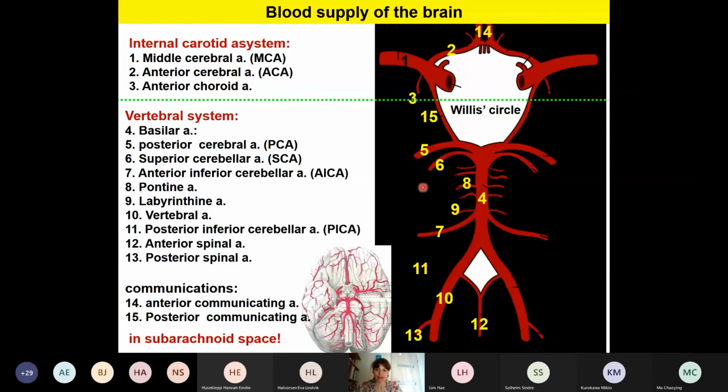This schematic drawing on the right side shows the most important arteries, but in detail you will discuss these branches in the practices. I only want to emphasize that the brain is practically supplied by two systems, by the internal carotid artery and by the vertebral artery, but these two systems are connected with each other, and this is called the circle of Willis. And these branches you can see now actually run in the subarachnoid space. That means where we also have the cerebrospinal fluid.